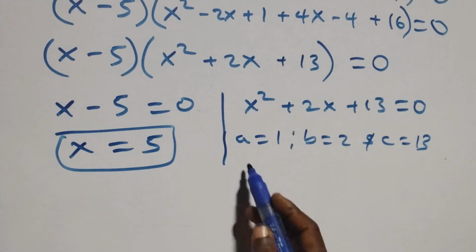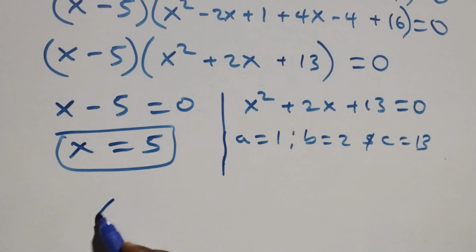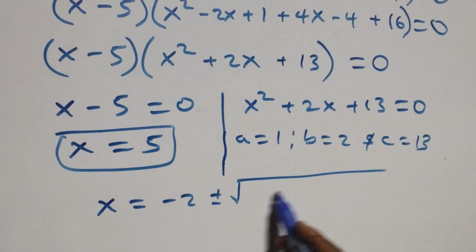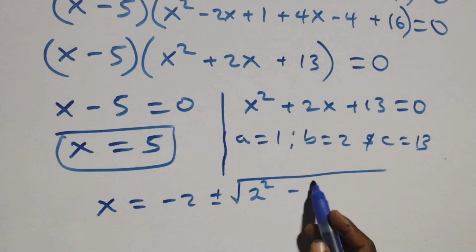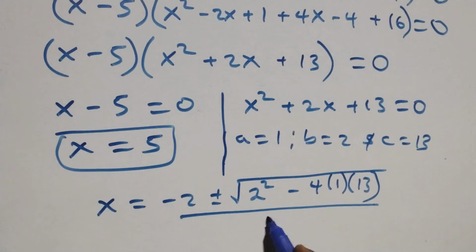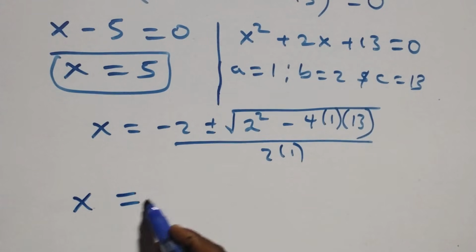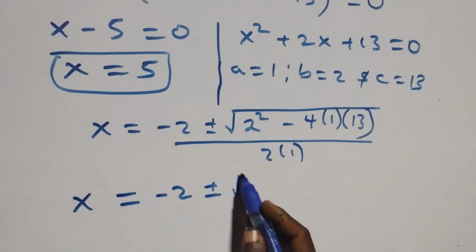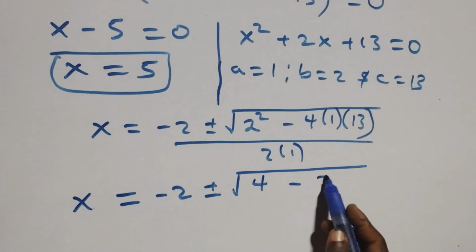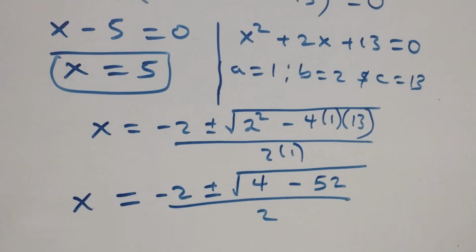Applying the quadratic formula here, this now becomes x equals minus 2 plus or minus the square root of 2 squared minus 4 times 1 times 13, over 2 times 1. Then here we have x equals minus 2 plus or minus the square root of 2 squared, that's 4, minus 4 times 1 times 13, that gives us 52, then over 2 here.